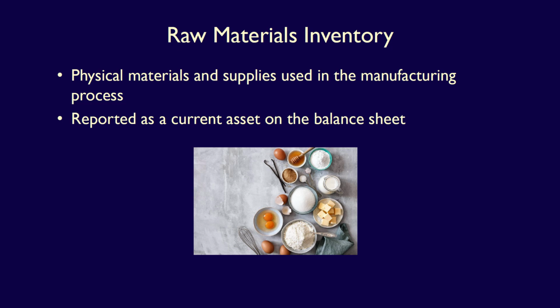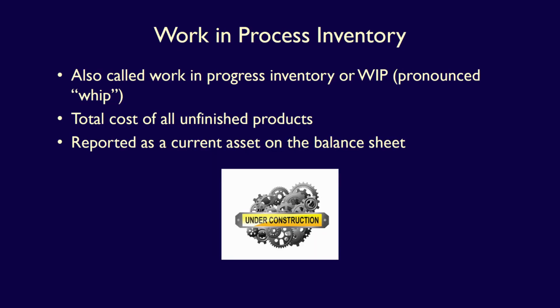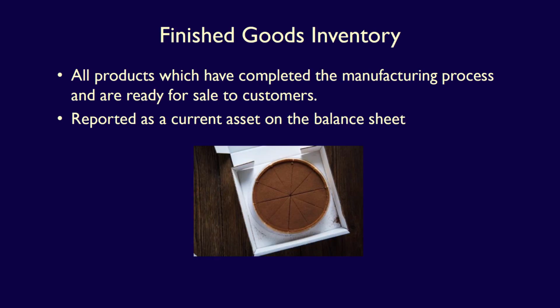a cake. Work in process inventory, sometimes called work in progress inventory, or WIP for short, is the total cost of all unfinished products, products which are currently moving through the manufacturing process. This is where a company accumulates all of the manufacturing costs for products which are currently being manufactured. Finally, finished goods inventory is the total value of all products which have completed the manufacturing process and are available for customers to purchase, such as the boxed cake from a bakery.